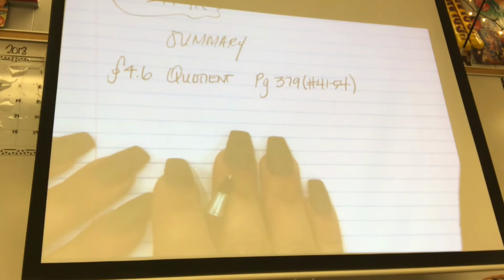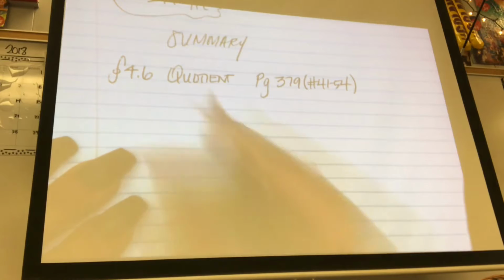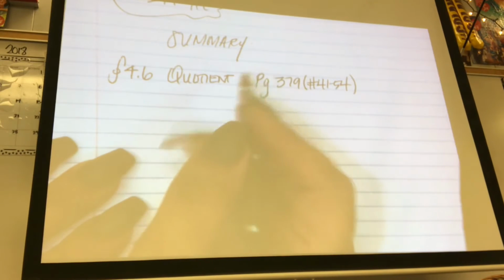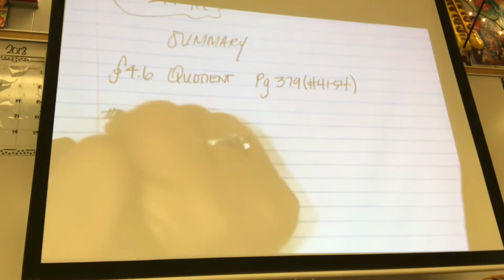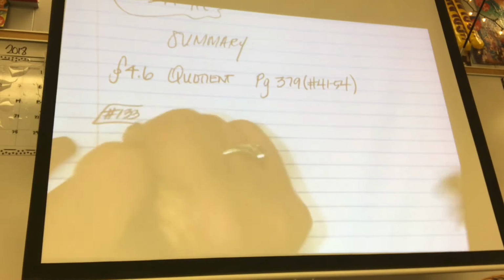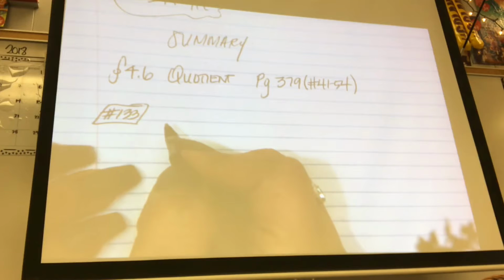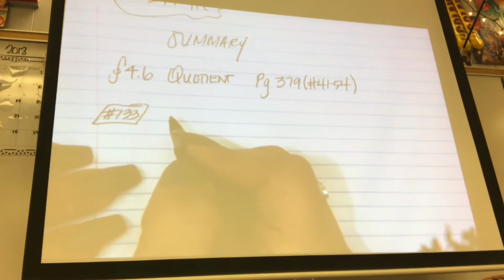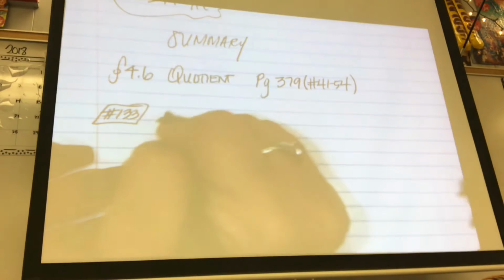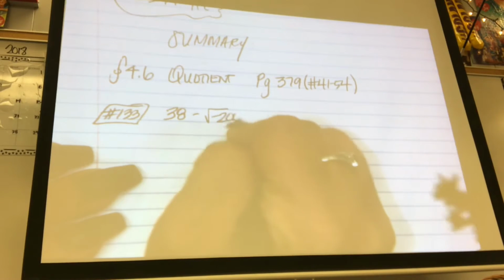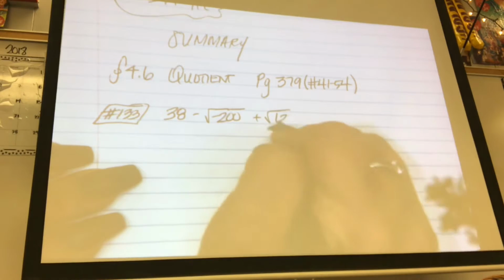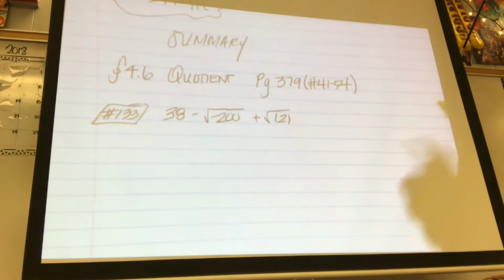Alright, so last night's homework, it looks like a majority want help on 131, 133, and 135. So let's go with 133 first, because that's what I heard the most. Brooklyn, read it to me, please. 38 minus square root of negative 200 plus square root of 121. Alright, Cesar, what should I do first? We did this on Remind together, so let's go.